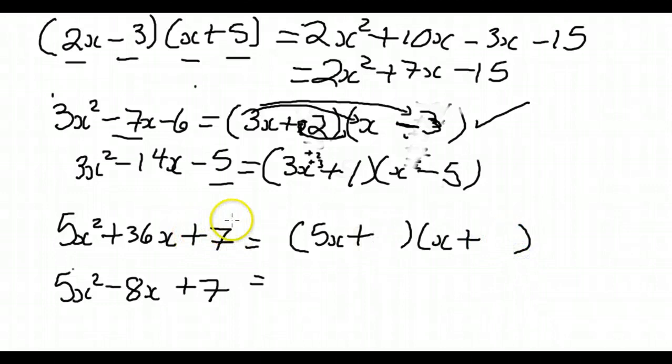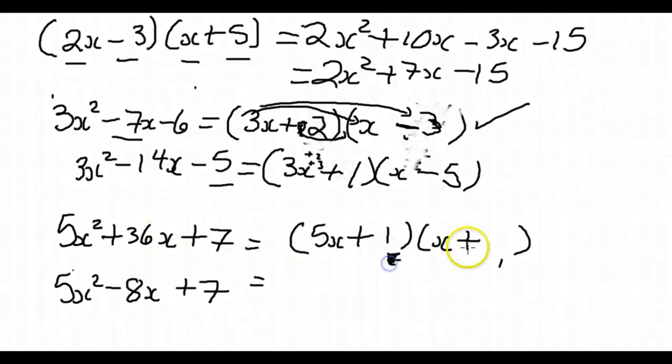And we have to fill in the numbers. Well, the only numbers that work here are 7 and 1. So either the 7 is here and the 1 is here. That will give me 5x squared plus 5x plus 7x. Well, that's 12, so that's not it. So that means that the 1 must be here and the 7 must be here. Okay, that's the guess. Let's check. 5x squared plus 35x plus 1x is plus 36x plus 7. Bingo.